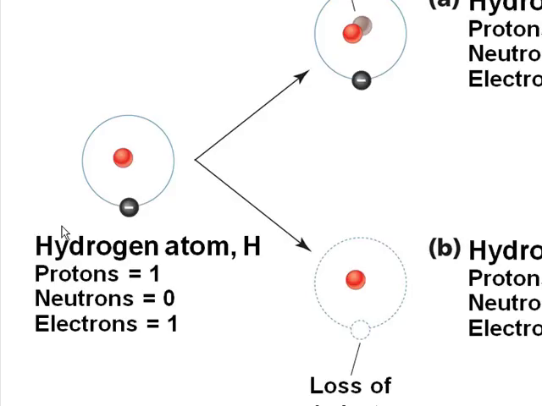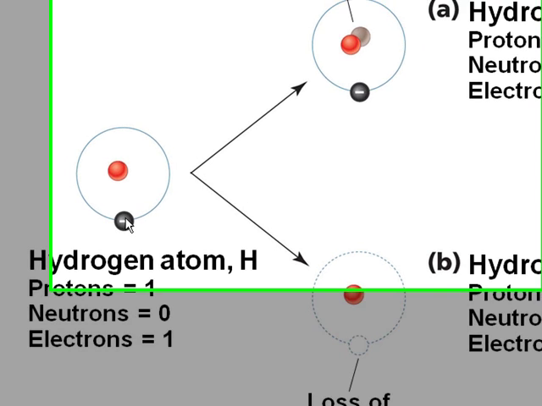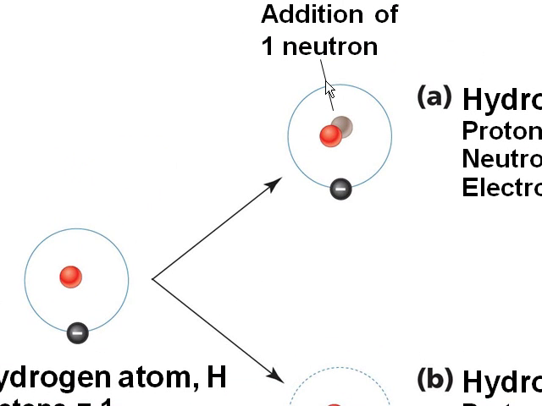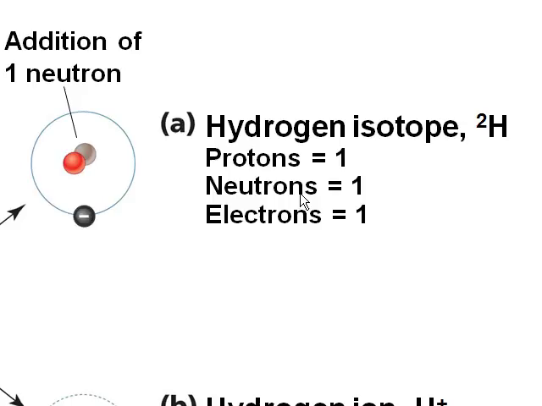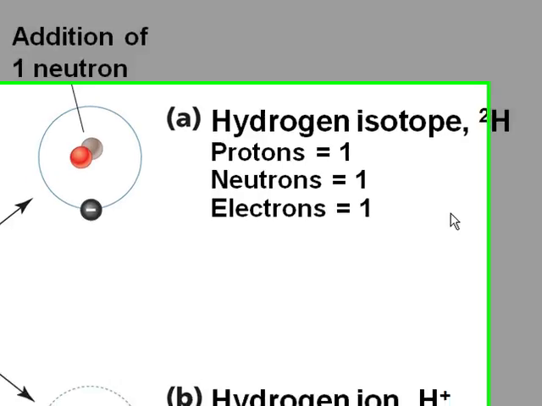Okay, here's the hydrogen atom. Hydrogen has one proton, one electron here. If we add a neutron, right, you get a hydrogen isotope. One proton, one neutron, one electron, and it's written like this, an H with a superscript 2 before, indicating that's a heavier isotope of hydrogen.